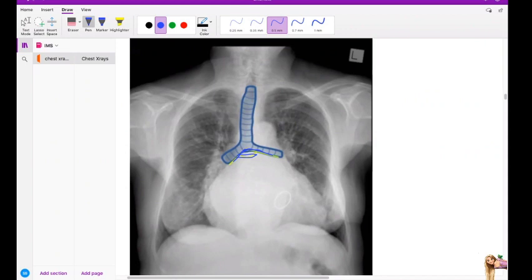There are many other conditions. If there's any mediastinal tumor over here, it can push these bronchi like this. And if the left atrial appendage is enlarged, it can also.